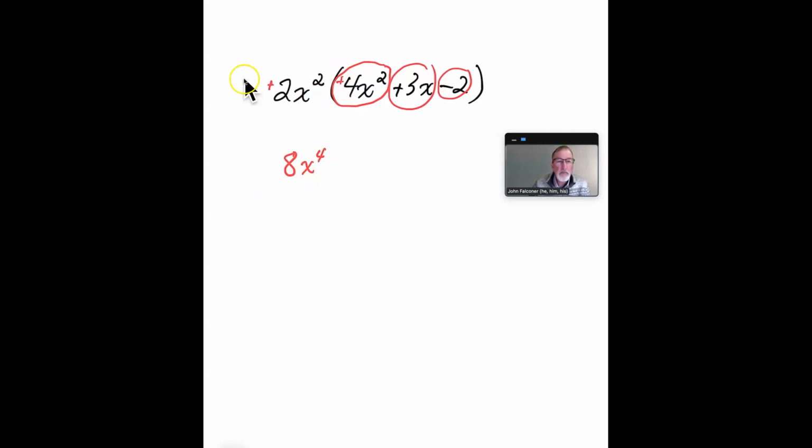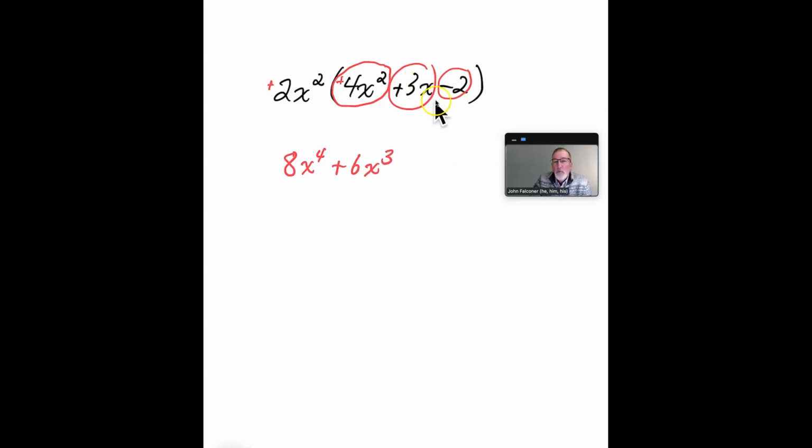And so the next term is positive 2x squared times 3x. So 3x doesn't have an exponent, but we can assume that the exponent is what number? It's the number 1, right? So 2x squared times 3x to the 1st power, we would add the 1 and the 2 together, and so we get a positive 6x cubed, 6x to the 3rd.